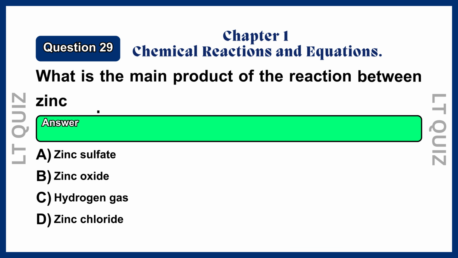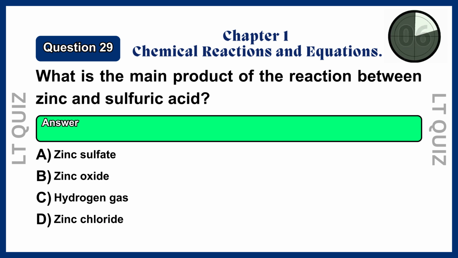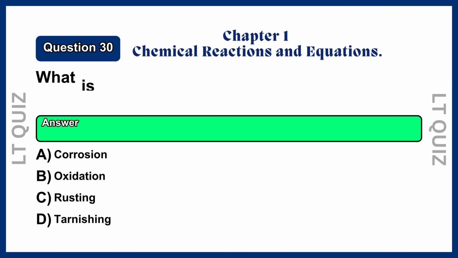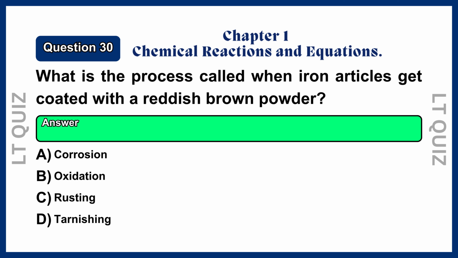What is the main product of the reaction between zinc and sulfuric acid? The correct answer is option A, zinc sulfate. What is the process called when iron articles get coated with a reddish-brown powder? The correct answer is option C, rusting.